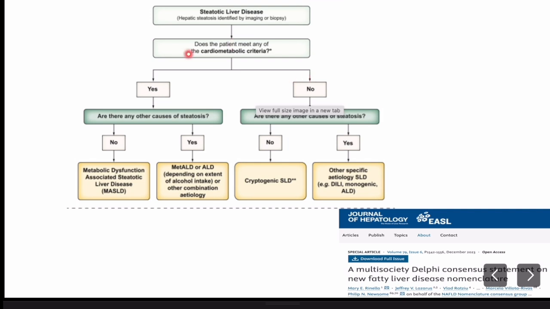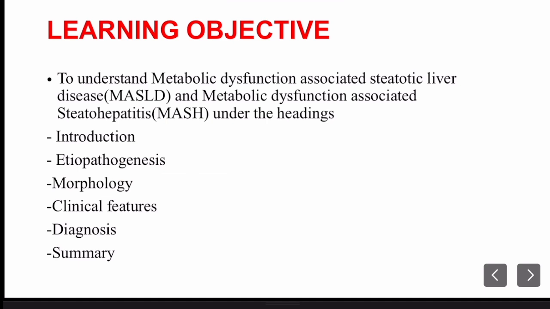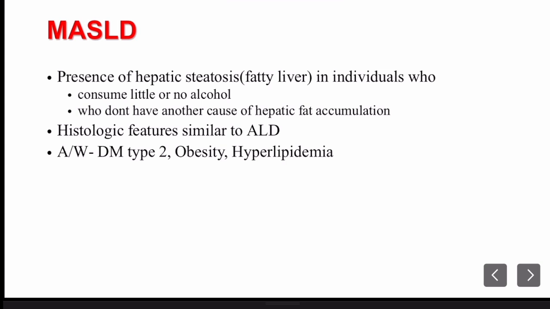Now, if there is no cardiometabolic criteria, then if there is any other cause like drugs, then the patient comes under the specific etiology SLD. And if no cause is known, then it is said to have cryptogenic SLD. Now that we have understood the new terminology and how to diagnose these conditions, I will tell you the outline of this lecture. So we will take up MASLD and MASH, covering the following headings. So without any further ado, let's proceed further.